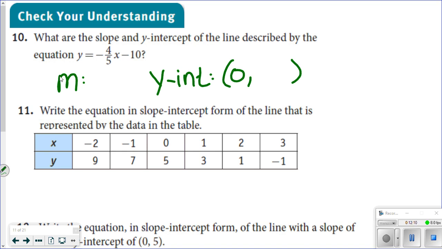The slope is negative 4 over 5 because that's the coefficient of x, the number directly in front of x right there. And your y-intercept is your b value that comes at the end. So that would be this negative 10.